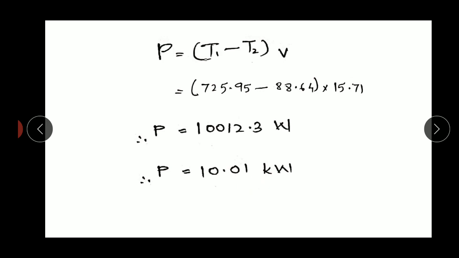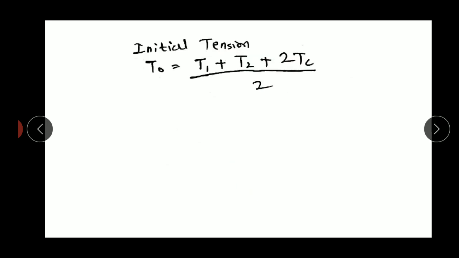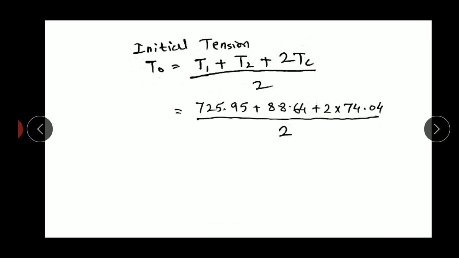Now let's find initial tension. The next equation is for initial tension: T0 is equal to T1 plus T2 plus 2 TC. Remember this 2 TC is because we have to consider the effect of centrifugal force or centrifugal tension. So put all the values T1, T2 and centrifugal tension. The final value comes as T0 equal to 481.34 newtons. This initial tension has to be maintained while employing the belt over the driving and driven pulleys.